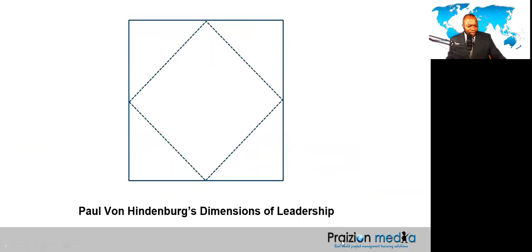Paul von Hindenburg, dimensions of leadership. He viewed these individuals in the German army as being either bright or dull, and paired bright with the attribute of being either energetic or lazy, and dull with the attribute of being energetic or lazy.